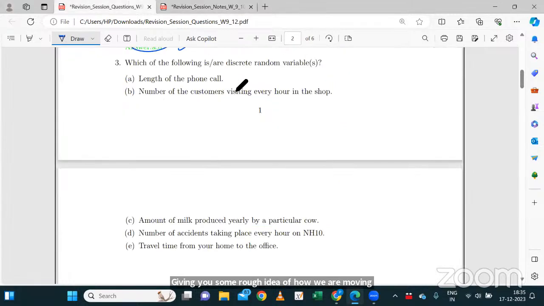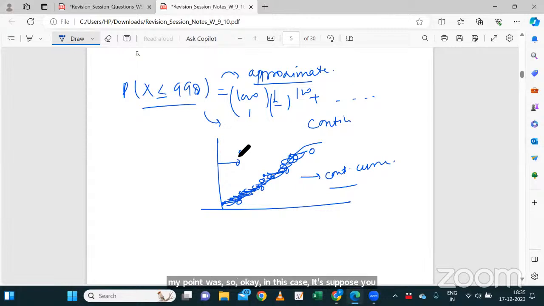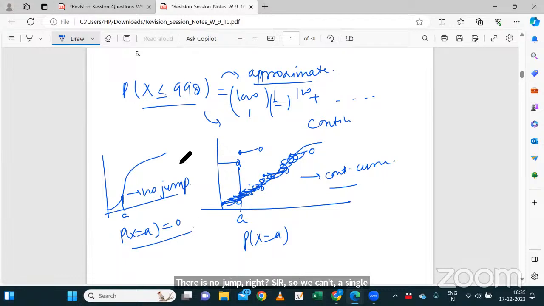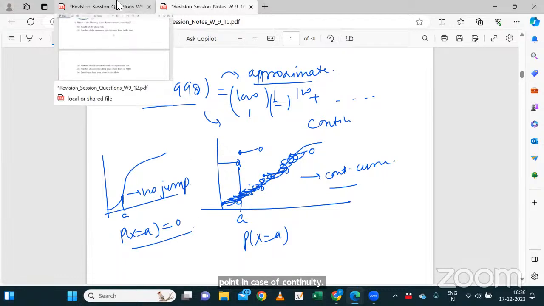So my point was, suppose you have a discrete case like this, and this is the point A. If I ask the probability X equal to A, you can easily tell me the difference between these 2 points. Suppose you have a continuous curve like this, and this is A. What is the probability X equal to A? You can't tell me, because there is no jump. So we can't calculate probability at a single point in the case of continuous. It's 0 in the case of continuous. Is everyone getting this rough idea?